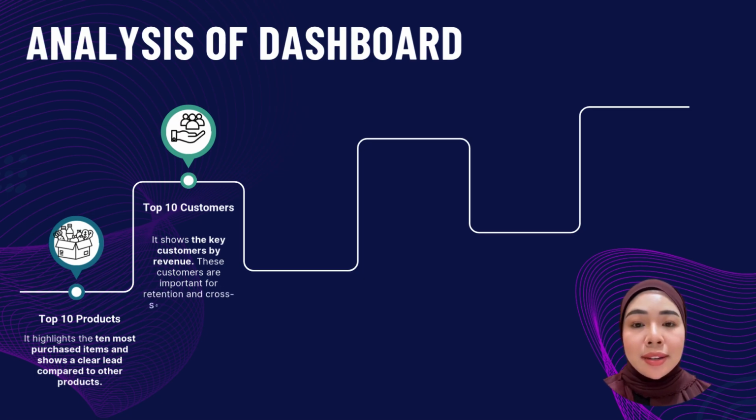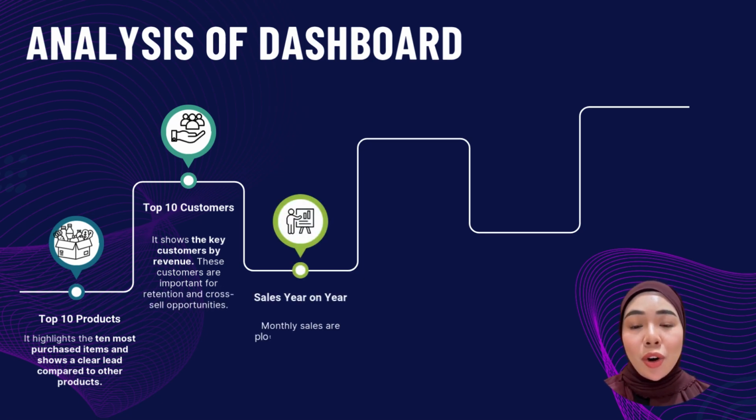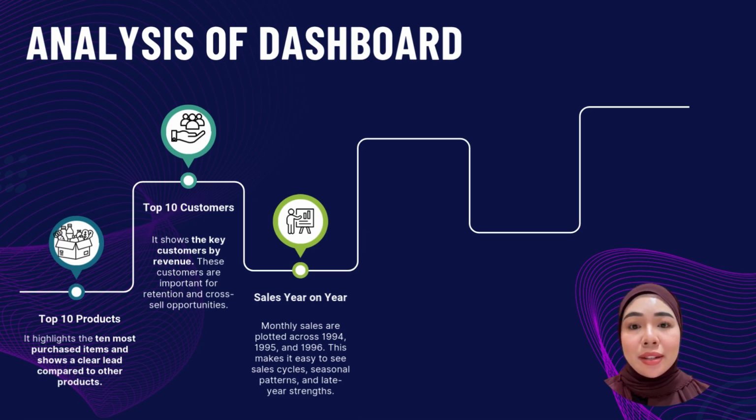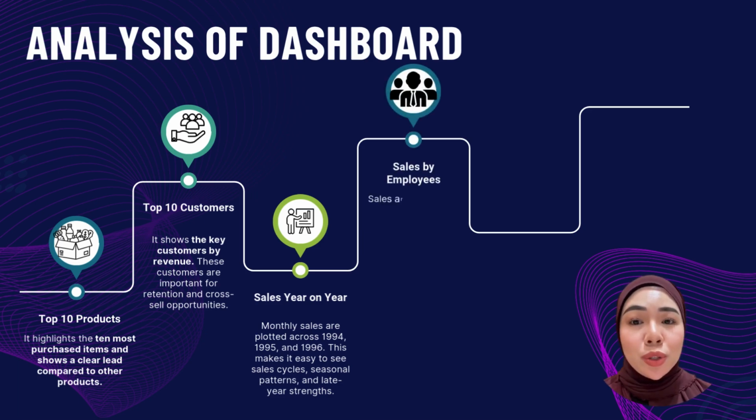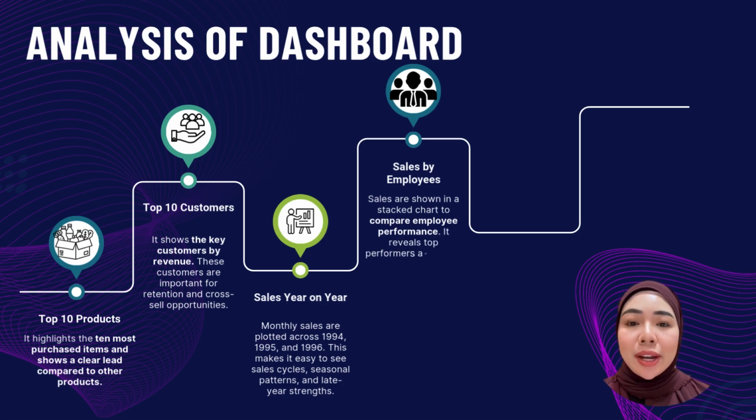Next is the sales by employee chart. The chart compares individual sales contribution, making it easy to recognize top performance and support others. Finally, the year-on-year sales charts show sales trend from 1994 to 1996, making seasonal pattern visible. Next, sales by employee are displayed in the stack chart, helping to compare performance, recognize the top achiever, and to identify those needing support. Next, I will pass to Daniel to continue.